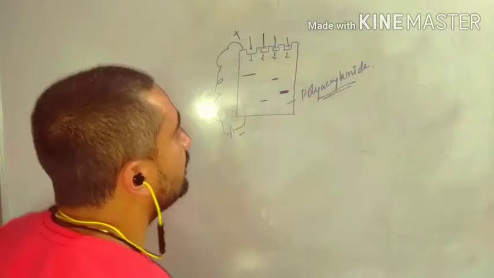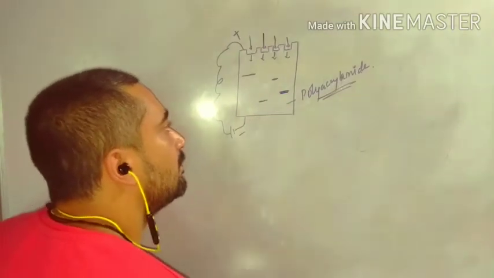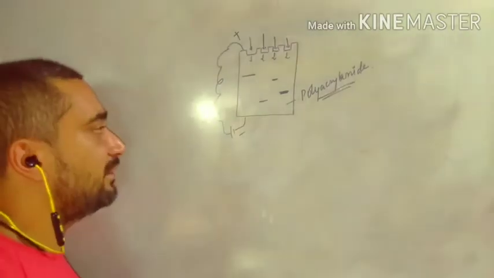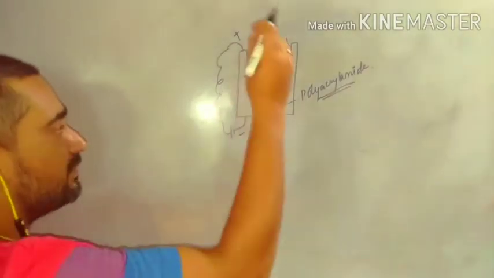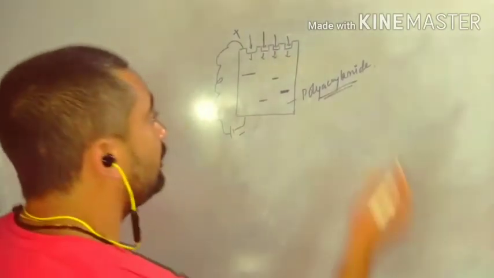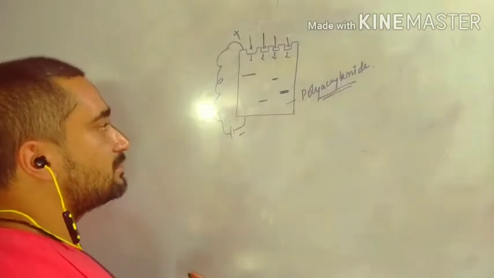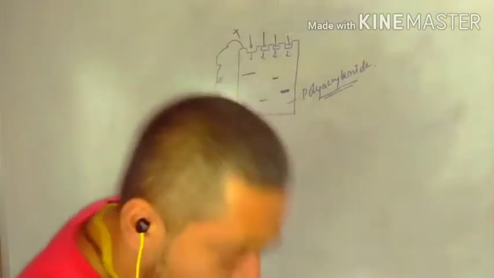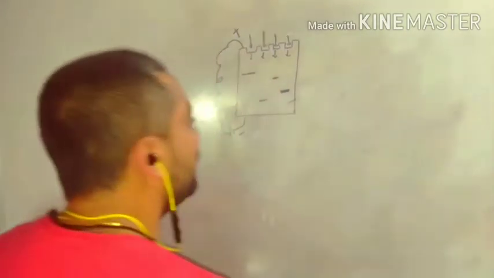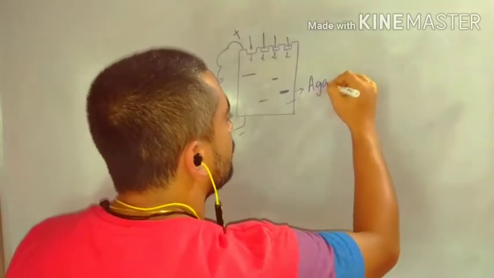And after traveling, it forms bands like this. And then we extract this protein for our analysis purpose. Now, with AGE, that is agarose gel electrophoresis, we do the same thing, but here we don't use polyacrylamide, rather we use agarose gel.